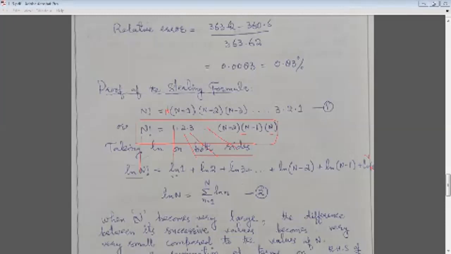So you can also write this as ln of n factorial equal to the summation, where small n runs from 1 to n, of ln of small n. This is small n: 1, 2, 3. You should also remember that ln of 1 is basically equal to 0. That means you are basically making a summation of these terms.